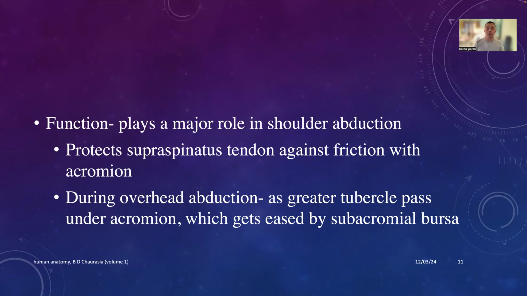The other thing is that during overhead abduction, the greater tubercle will pass under the acromion. If the bursa is not there, then this transition will be very difficult. So the subacromial bursa is providing ease in performing abduction, so that your greater tubercle will easily pass under the acromion without any problematic situation. So in that way, they are going to work.